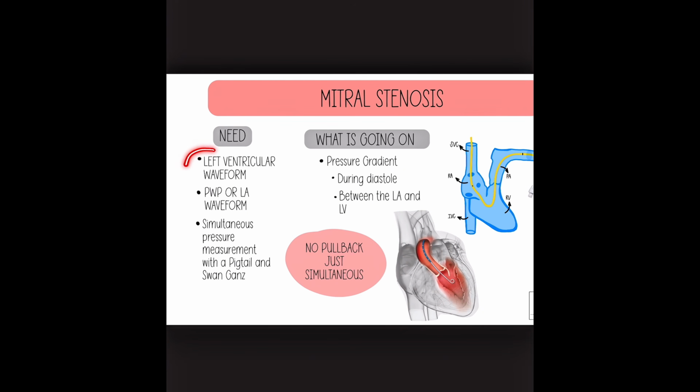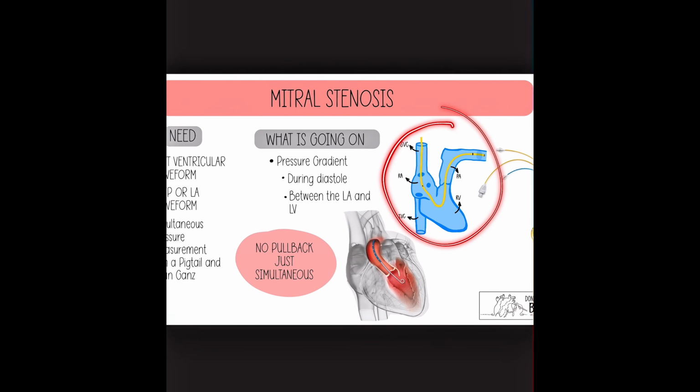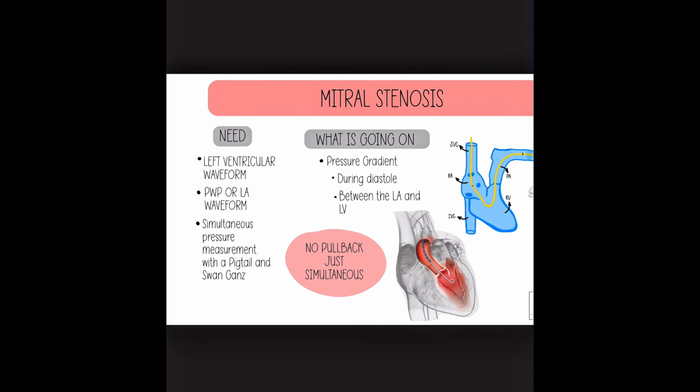So you're going to use a left ventricular waveform, and you're going to use pulmonary wedge pressure or left atrial waveform. We're probably not going to do a transseptal puncture to get to the left atrium to get an accurate pressure. So we're going to do an estimate based on the pulmonary wedge pressure waveform, which you can get during a right heart cath. So we're going to have 2 catheters in and 2 access points. We're going to have a left ventricular catheter on the arterial side, and we're going to have a Swan or a pulmonary wedge catheter on the right side. And again, we're going to take a simultaneous pressure measurement using both of those.